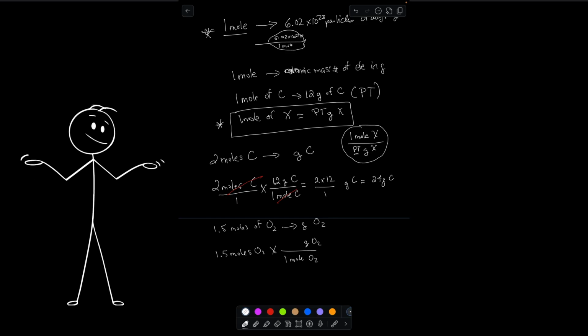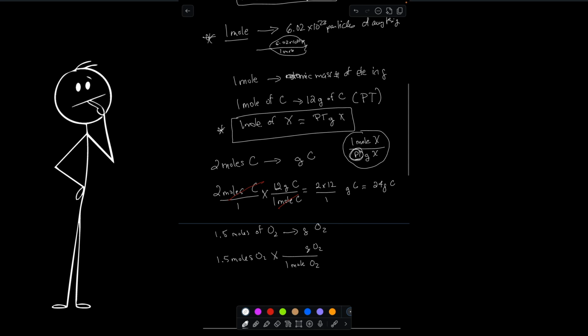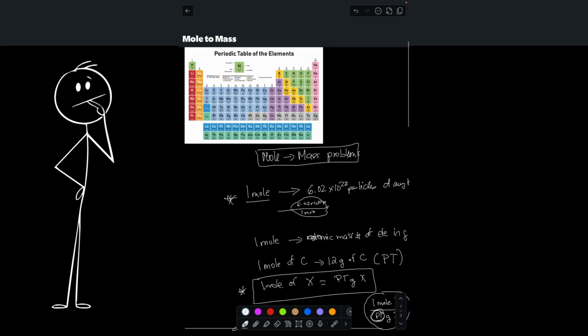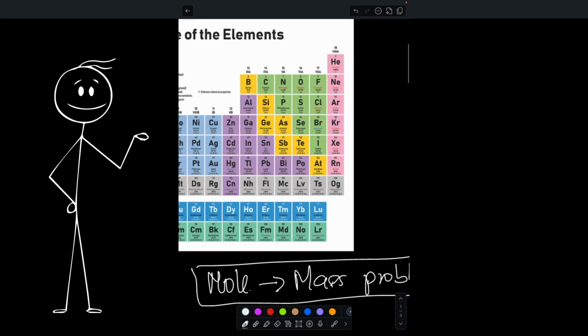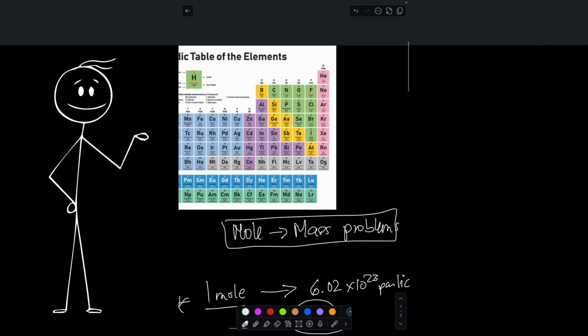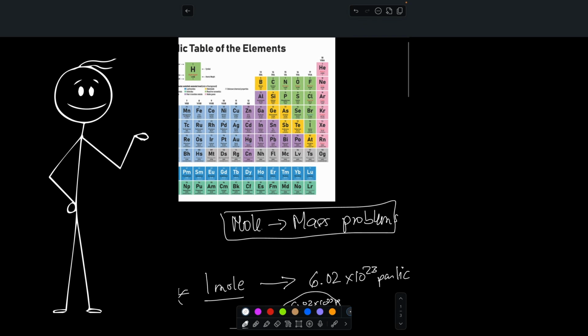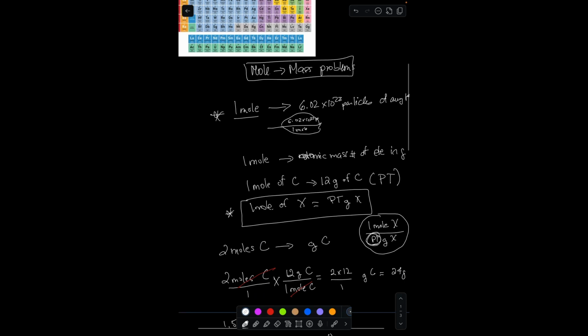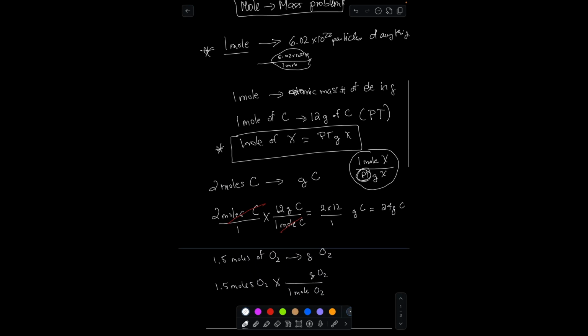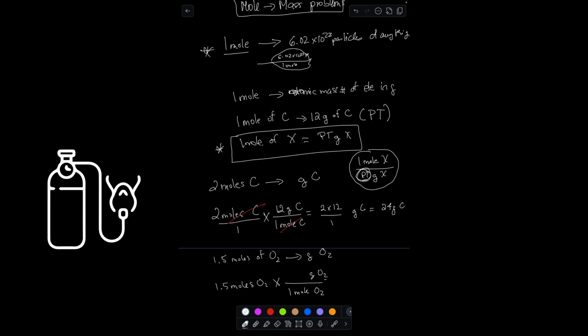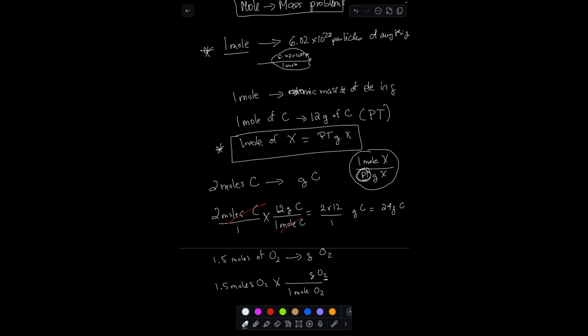That's right, I have to look at the periodic table. Remember, the periodic table is what we want. So if I go up right here and I go to oxygen, I would see that it's about 16, right? So for 1 mole of O2, I have oxygen, it's 16, but we have O2, so that would have to be 16 times 2, right? Which is 32 grams of oxygen.